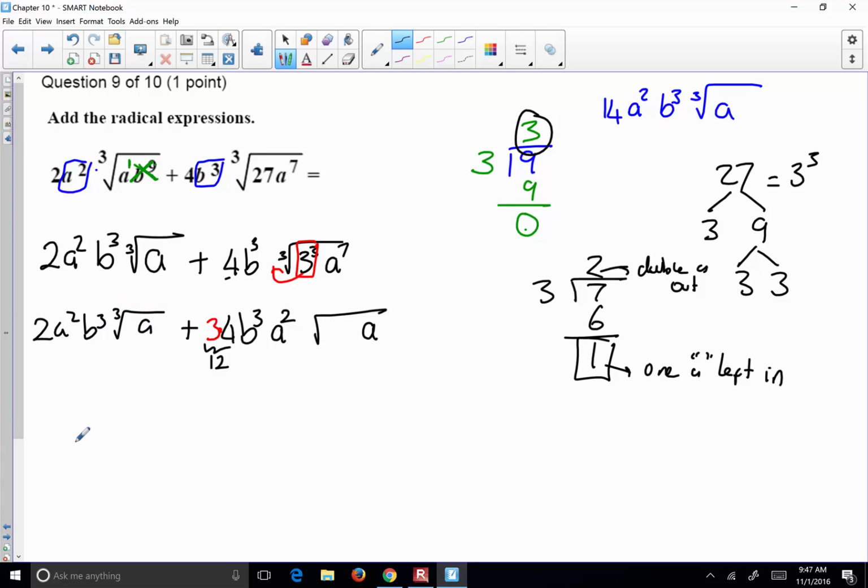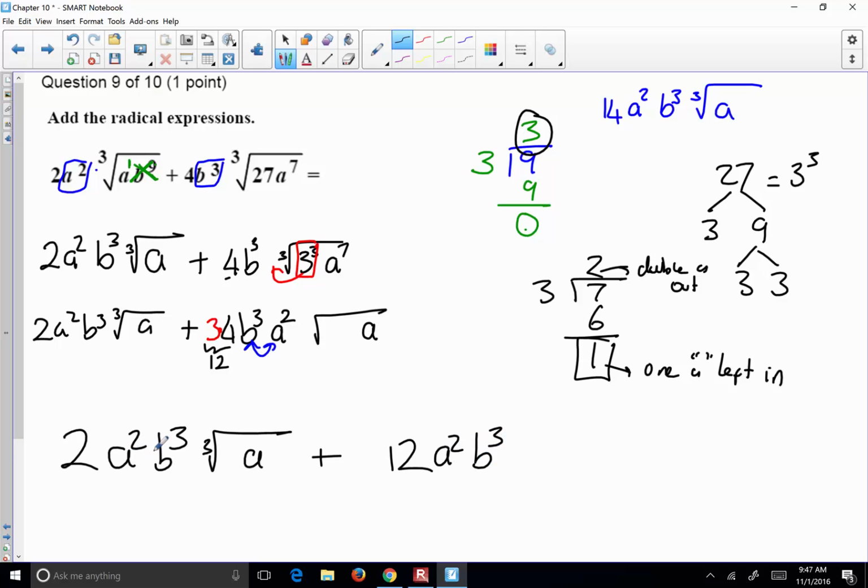So let's rewrite everything again. 2a squared b cubed plus 12. Can I flip the order of these two? Can I write a squared first? I want to write a squared first so that it can look like this one, okay?